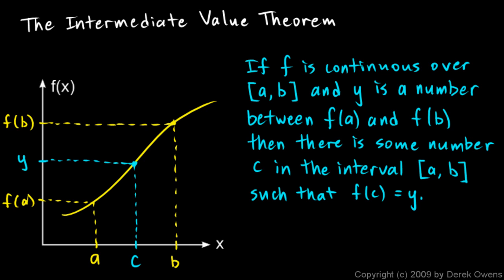If we go along this curve, and in doing so it takes us from this y value up here to this y value, then we have to go through all the y values in between. And if you have some point y between these two y values, then there must be some x value, call it c, in this interval such that f of c is equal to y.